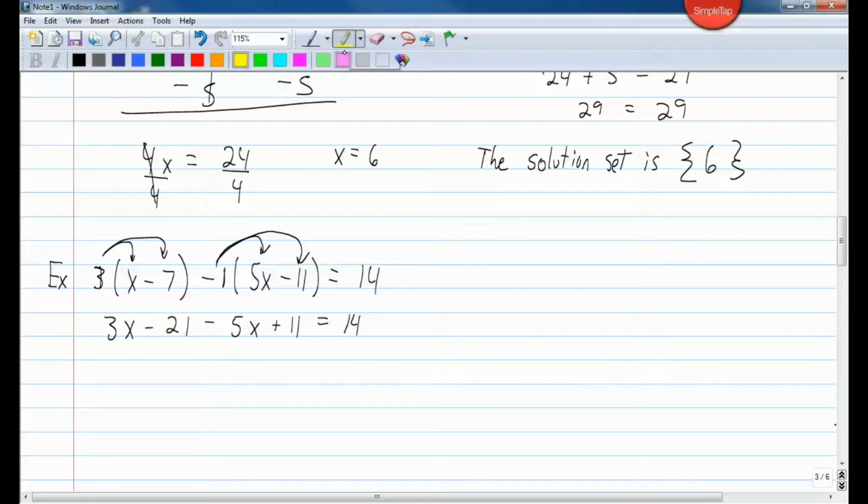Alright, anytime you have multiple terms that are the same type on one side of an equation and there's no multiplying to do, there's no division to do, no distributing, anything like that, what you want to do is combine like terms.